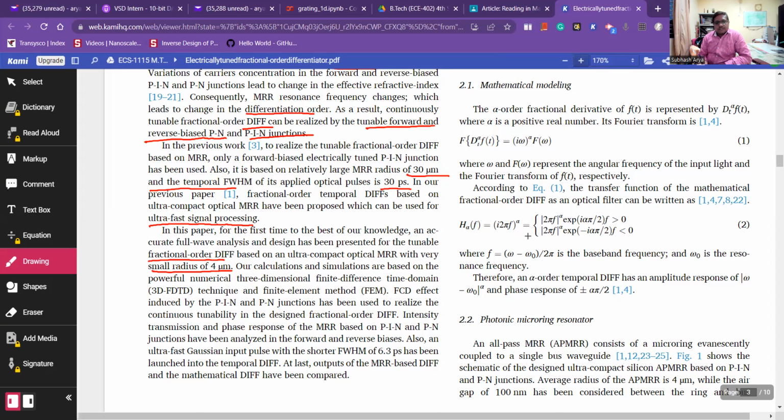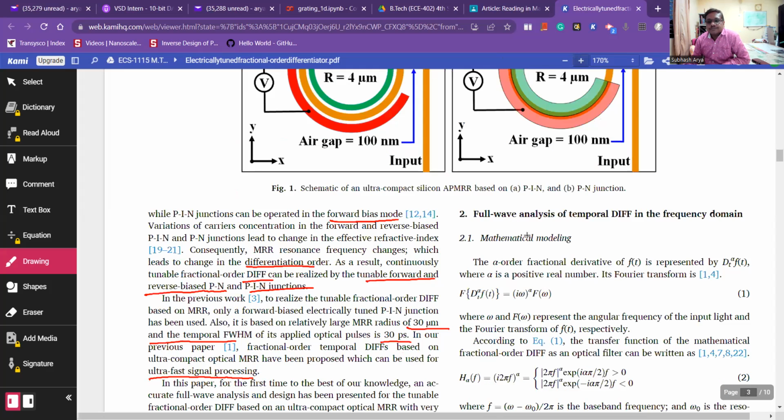Intensity transmission and phase response of the MRR based on PIN and PN junctions have been obtained in the forward and reverse biases. Also, an ultra-fast Gaussian input pulse with a shorter full width at half maximum of 6.3 picosecond has been launched into the temporal DIF. At last, the output of the MRR-based differentiator and the mathematical differentiator have been compared.